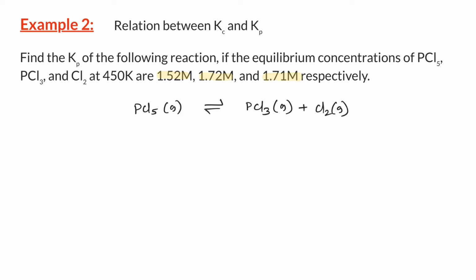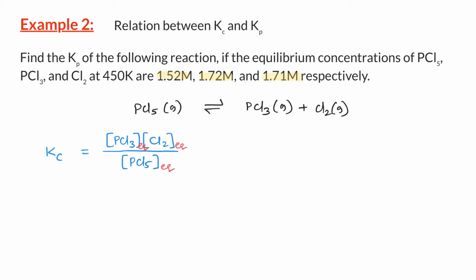For this reaction, equilibrium constant Kc is equal to the concentration of products, that is concentration of PCl3 power 1 times the concentration of Cl2 power 1 divided by the concentration of reactants, that is the concentration of PCl5 power 1. All these concentrations are at equilibrium.